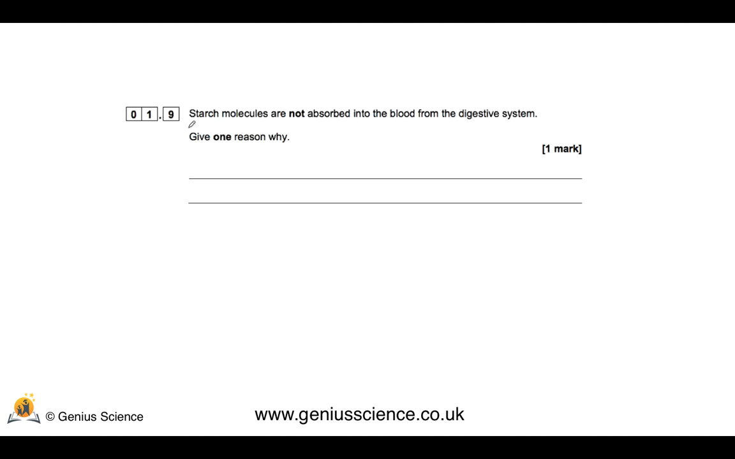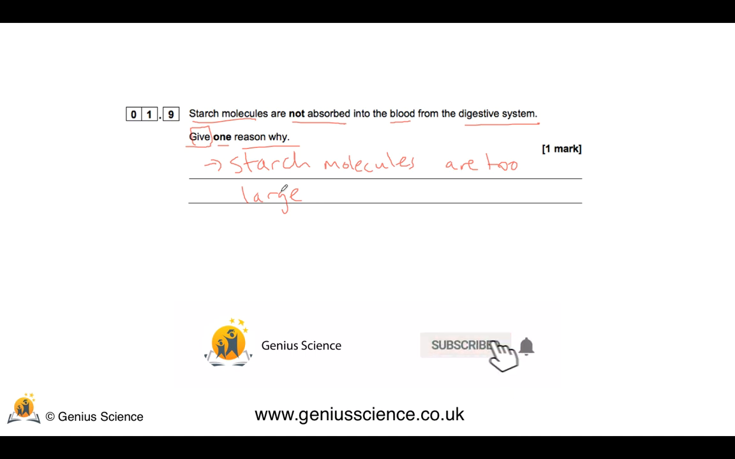Okay, question 1.9 now. Starch molecules are not absorbed into the blood from the digestive system. Give one reason why. Now, the main reason here is that starch molecules are too large to pass through the walls of the small intestine into the blood. Now, you could also give an answer here that alludes to the fact that the starch needs to be broken down into smaller, more soluble molecules, i.e. needs to be broken down into glucose before it can diffuse through the walls of the small intestine into the blood.